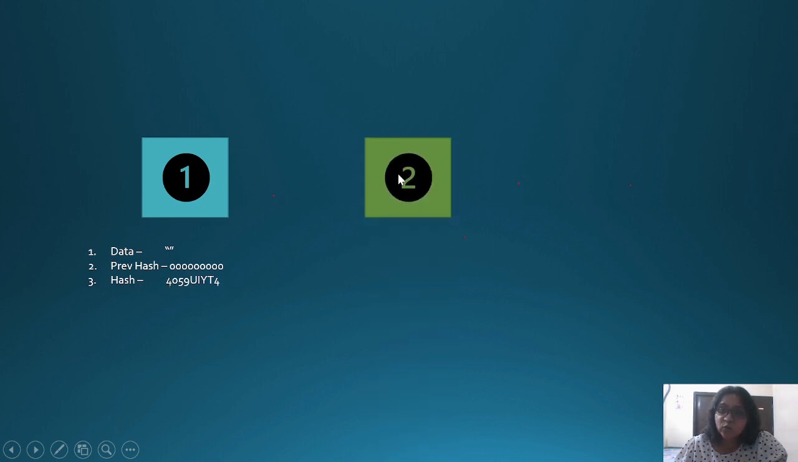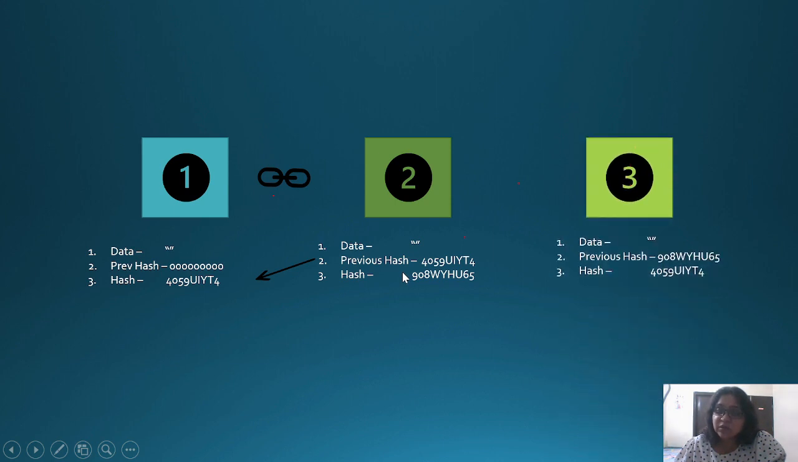If it links with the second block with some data, this is chain bound. How is it bound with the chain? This hash value is the previous hash value of this second block, and in a similar way, the third block has the previous hash value of the second block. This is how each block is cryptographically linked with the others, and this is why it's very difficult to change the values, right? This is what we learned in our previous video on immutability, right?